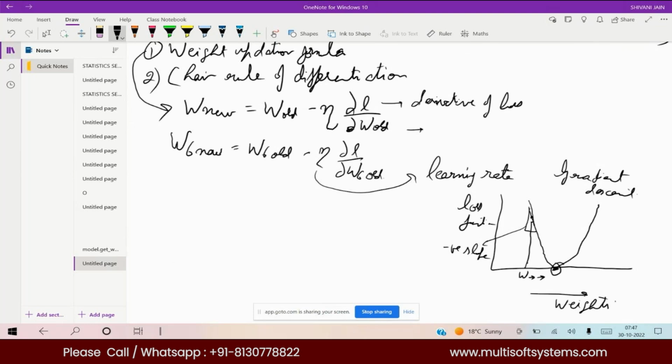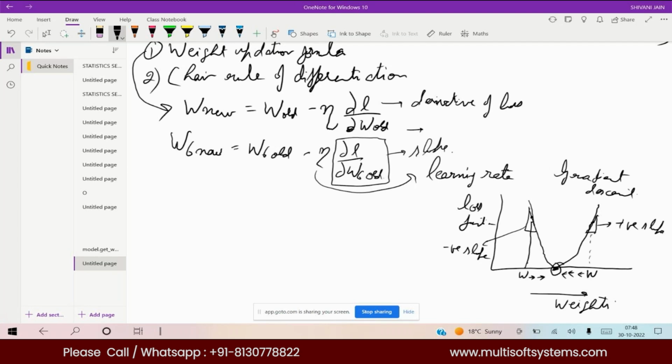You will increase your weight. If your weight value is somewhere here, in that case, what is the slope? The slope is a positive slope, right? So here is your weight value, and here you have to decrease your weight to reach this global minima, right? Now, this whole term is called the slope.